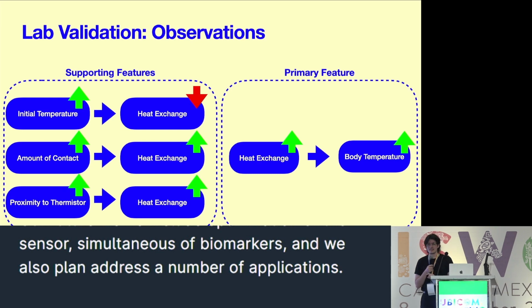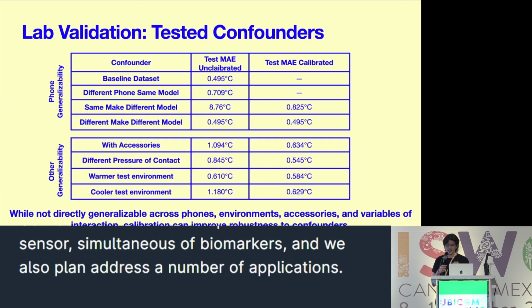We don't know where the thermistor is in the device because that's proprietary, but we know that the location along the device affects the rate of heat transfer, and we assume that's proximity to the thermistor. And lastly, most importantly, more heat exchange occurs when the body is warmer. I have all of these confounder experiments, and I won't go into them.